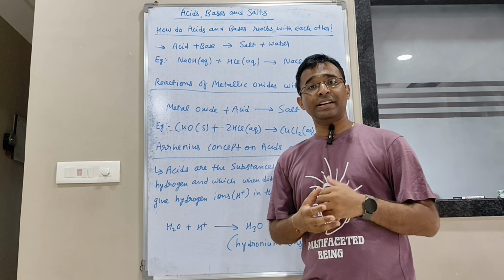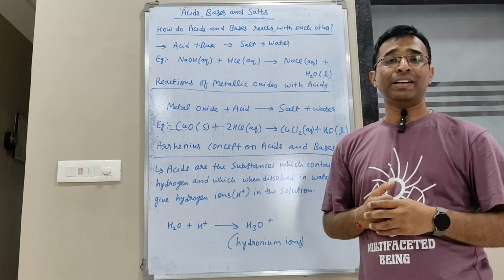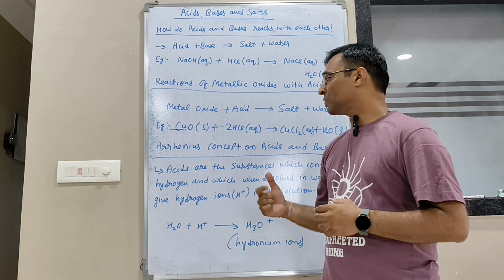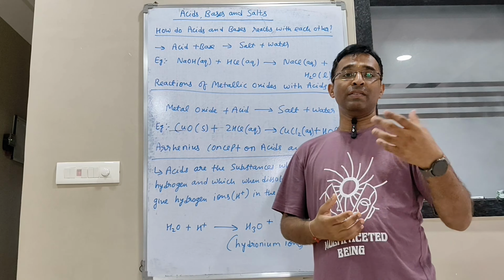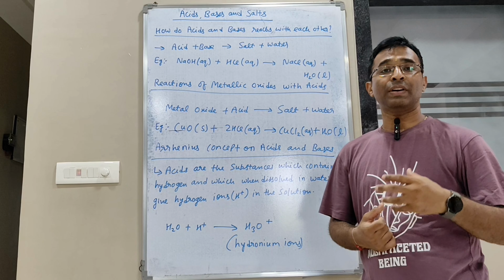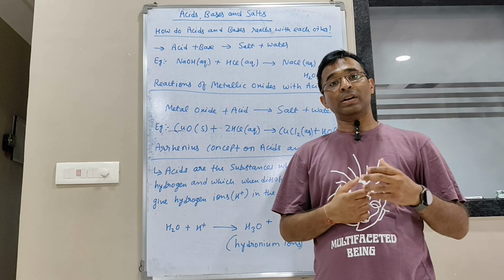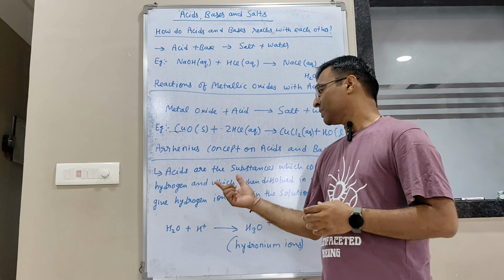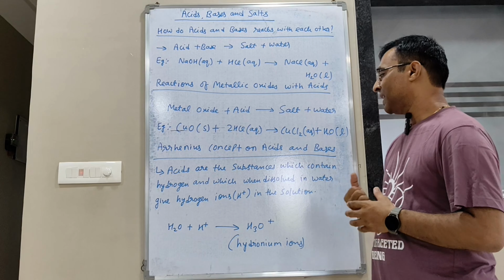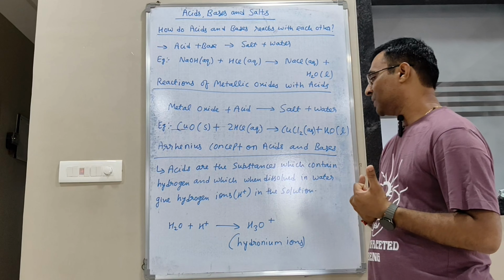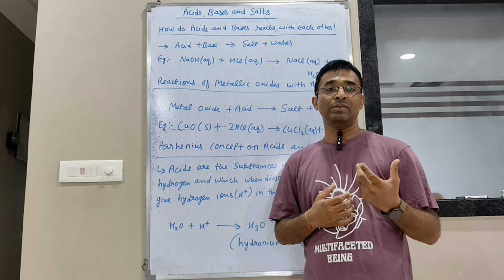Now let's understand a different perspective on acids and bases. There was one scientist, Arrhenius, who gave a new perspective to the definitions and understanding of acids and bases. So let's understand his perspective. Acids are substances which contain hydrogen and which, when dissolved in water, give hydrogen ions in the solution. So this is a new theory about acids.